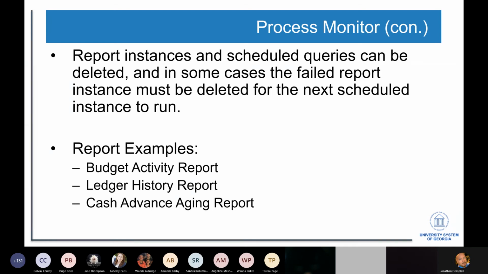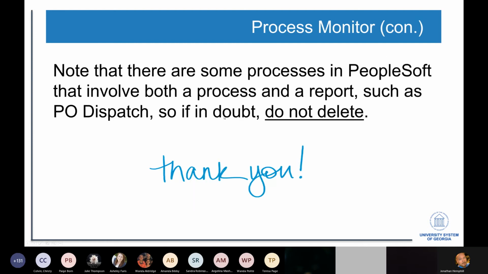So basically, you're running a report. It is just giving you information about data in the system. It's not updating a transaction. Examples of those are the budget activity report, ledger history report, cash advance aging report. All of those can be canceled. And if you have one running along, it's safe to cancel a report.